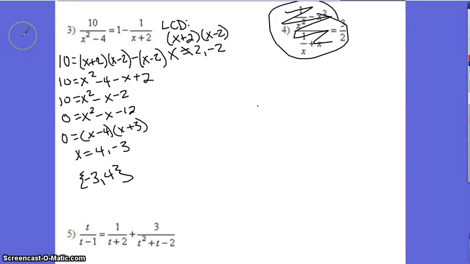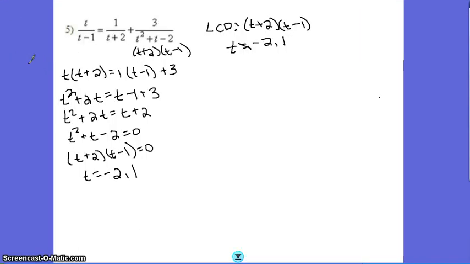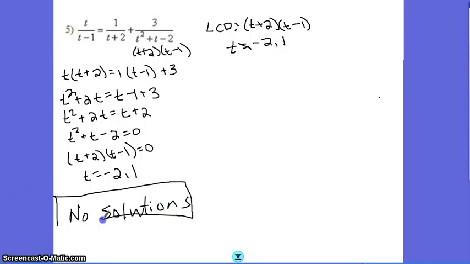Go ahead and pause this video again, try number 5, and when you resume the video, my work will be there. Alright, as you solve down through number 5, the 2 answers you should get are negative 2 and positive 1, both of which are on our list for numbers that cannot be in the domain for t. So the answer to this problem is that there are no solutions. The 2 numbers that we did get are both invalid numbers, so they cannot be included in the solutions.